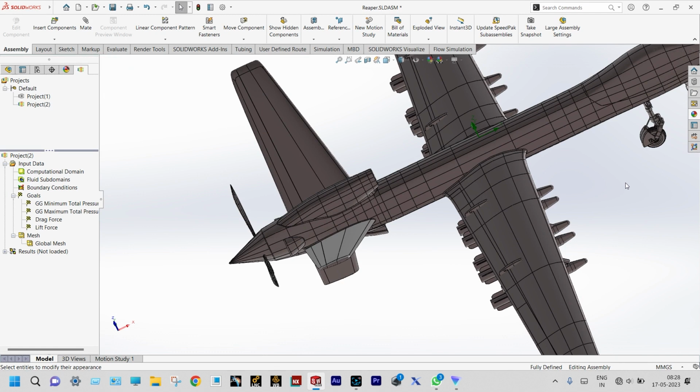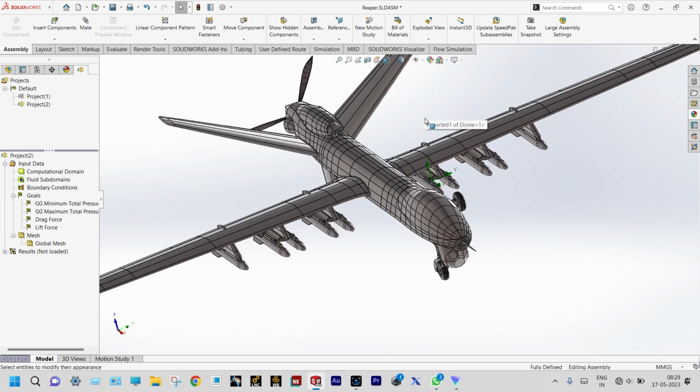In this analysis, we'll find out different global goals like drag force and lift force, and also we'll see the dynamics of flow particles, and we'll see different cut plots of pressure and temperature for different planes. Right, so without wasting further time, let us start our simulation.